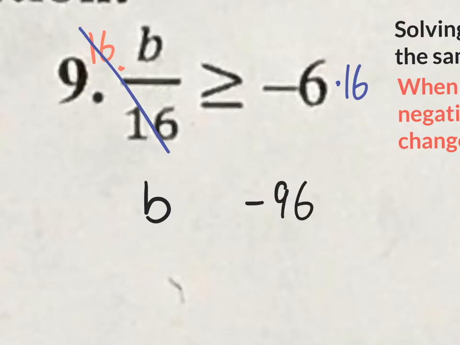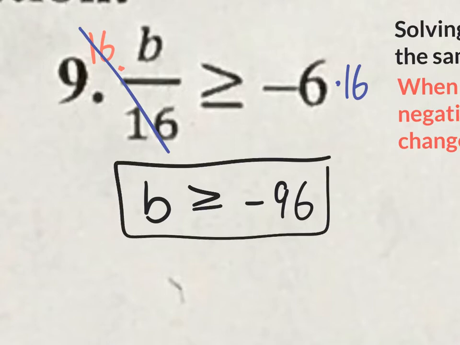Now, the question is, do I flip this inequality symbol? No, I do not, right? It stays the same, greater than or equal to. I do not flip the inequality symbol. Why not? Because I did not multiply or divide by a negative on my last step. The last step here was multiplying by 16, canceled. So I did not multiply or divide by a negative. That's why it did not change.